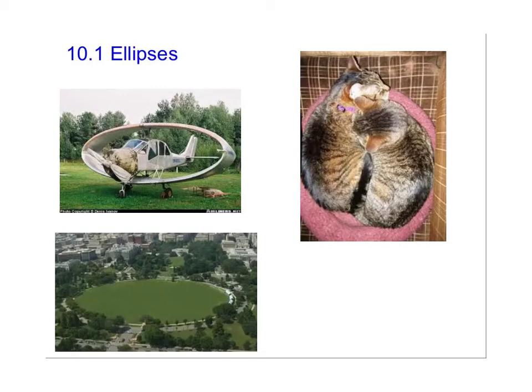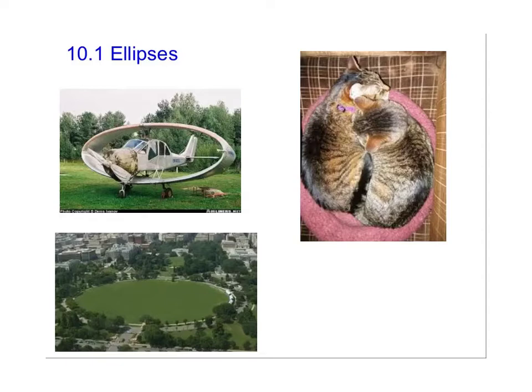Welcome to the first video on ellipses. This is the third conic section that we've talked about. An ellipse is an elliptical shape, and I've given you some examples here, some pictures I found of ellipses.